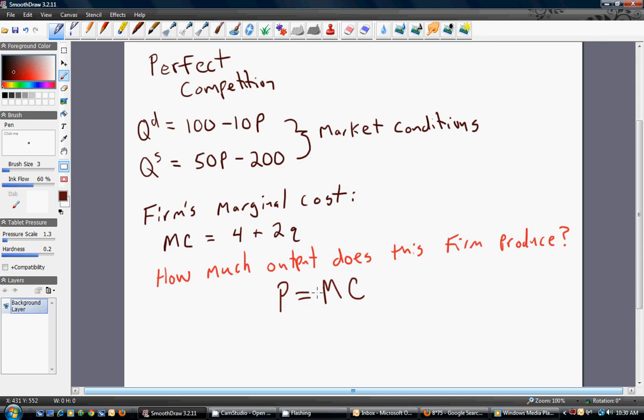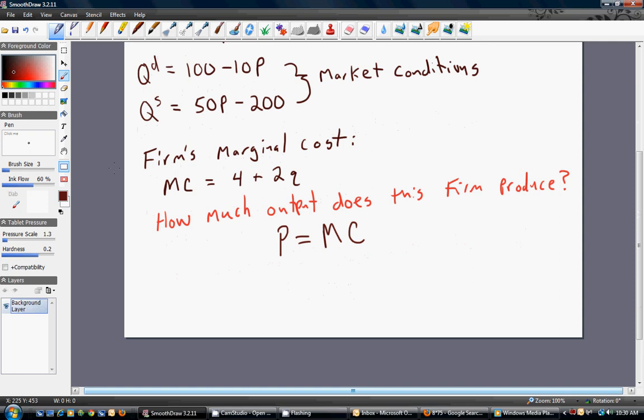What we don't have is the market price. Competitive firms are price takers. They take the equilibrium price as a given. So that's the key. We need to find the equilibrium price, and we're going to find it from this demand and the supply curve. So let's do that.